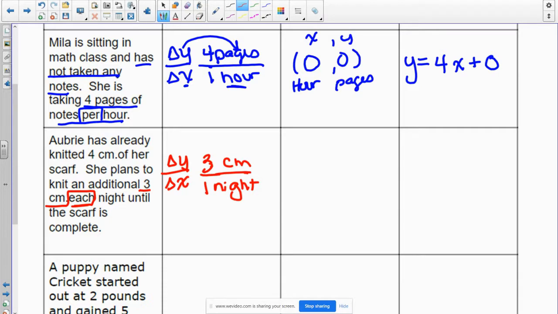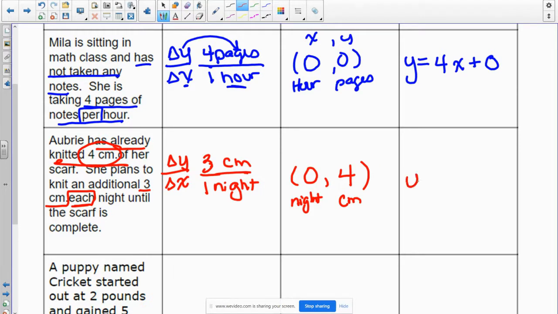I'm going to look for the words already, started, at the beginning, something like that. So it says Aubrey has already, there's my word, knitted 4 centimeters. So at the beginning, so when it's 0 nights, because this is when we're going to start including the slope of 3 centimeters per night, at 0 night, where we're starting from, not the beginning of this project, but right now in this point in time where we started from, at the 0 night, she has already knitted 4 centimeters. And that totally makes sense.